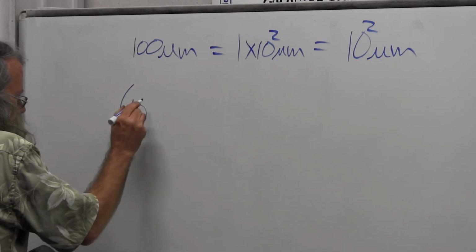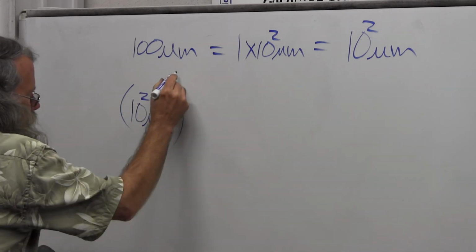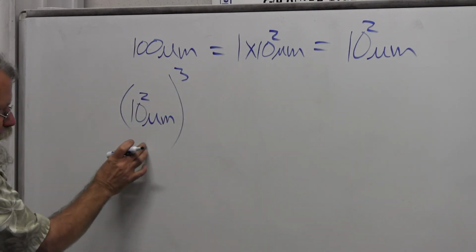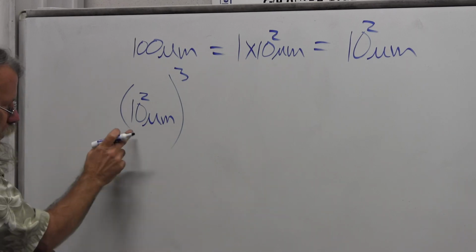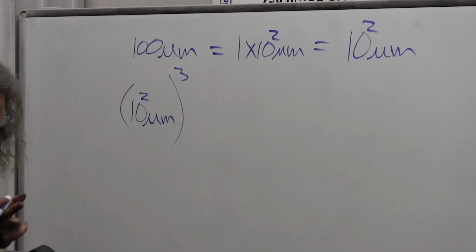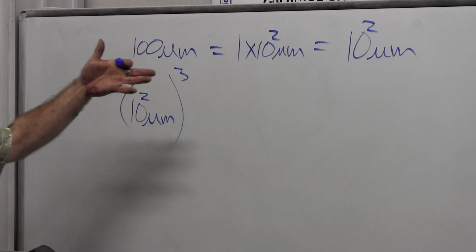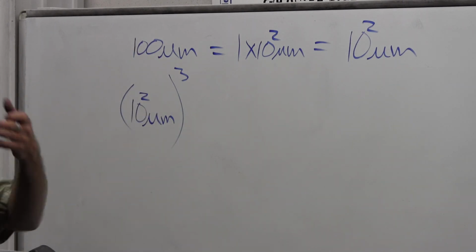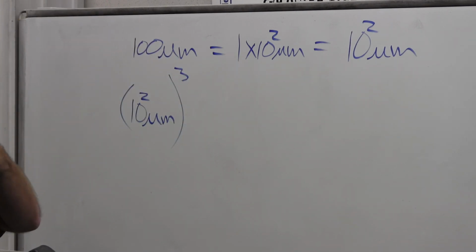The volume is 10 squared micrometers, and that is cubed. So I multiply this times itself, and that gives me the volume of a cube, 100 microns length from one side. So now I'm in cubic microns, okay? Now I need ultimately to get to milliliters, so I'm going to have to go through a couple of steps to get there.